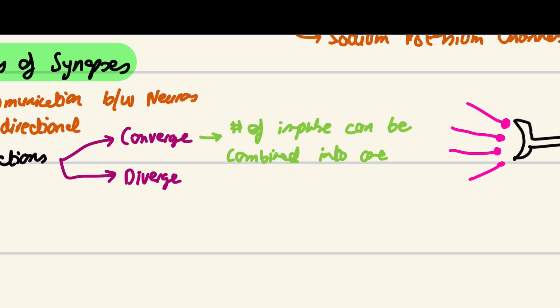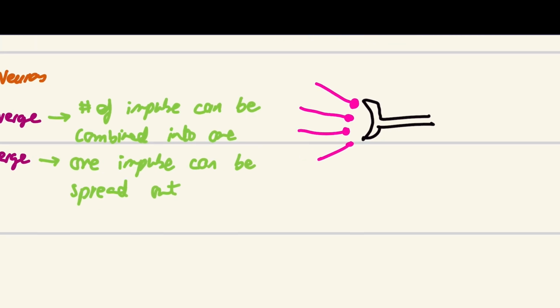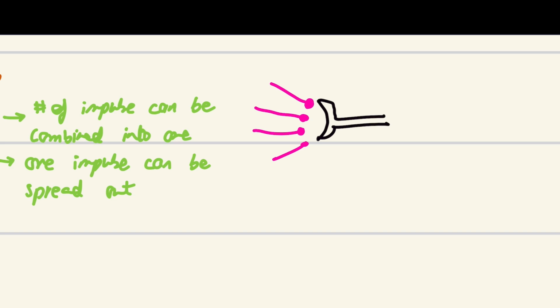ठीक है, divergence इसका उल्टा होगा कि one impulse can be spread out. Diverge कर सकते हैं, spread out. Okay guys, if I quickly make this one out, इसकी थोड़ी सी ड्राइंग मुश्किल होगी. ठीक है, let me try. I'll have to try it a bit.